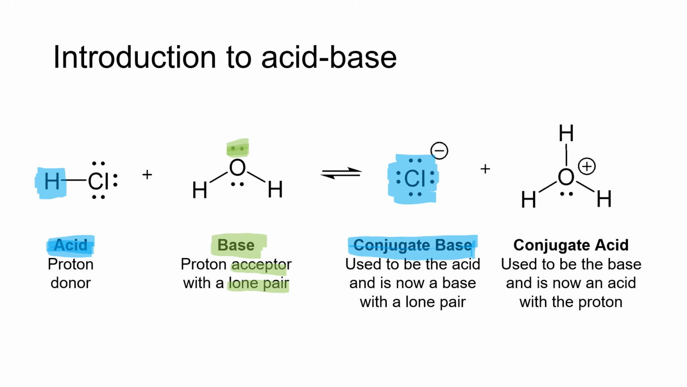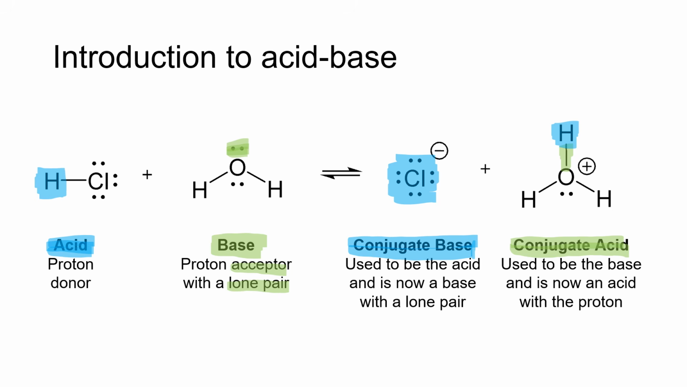It's the species that used to be the acid and now is a base, and it has an extra lone pair. Something we're going to see is that bases have available lone pairs, whether it's the base on the reactant side or the product side. Finally, let's look at our last species. The thing that used to be the base and then accepted the proton, we refer to that as the conjugate acid. That's the thing that used to have the lone pair, and now it has accepted the proton. We refer to that thing as the acid.